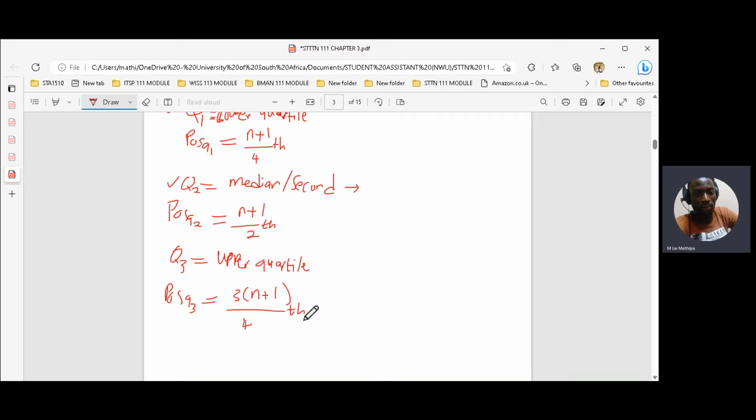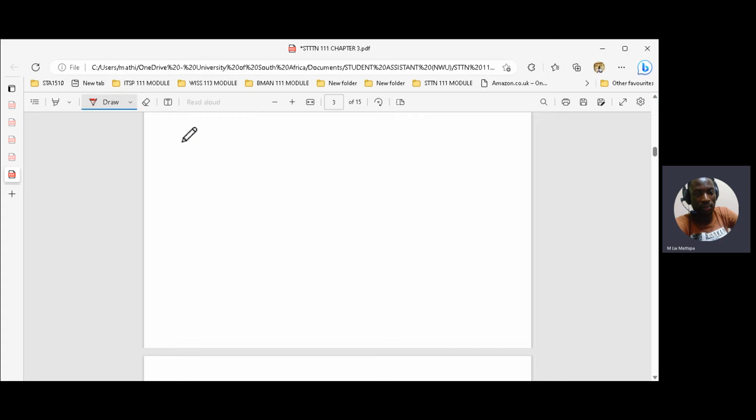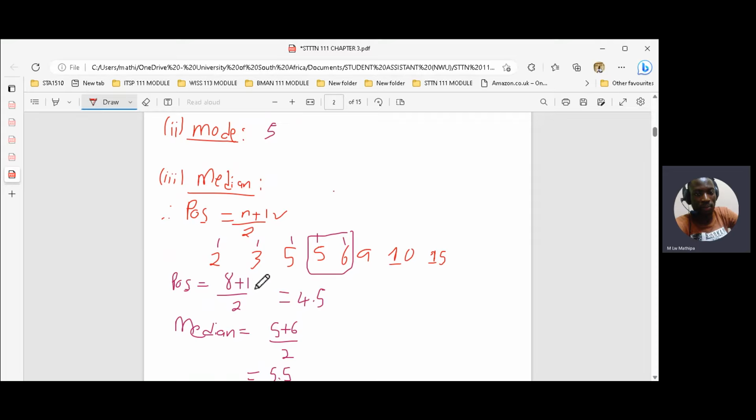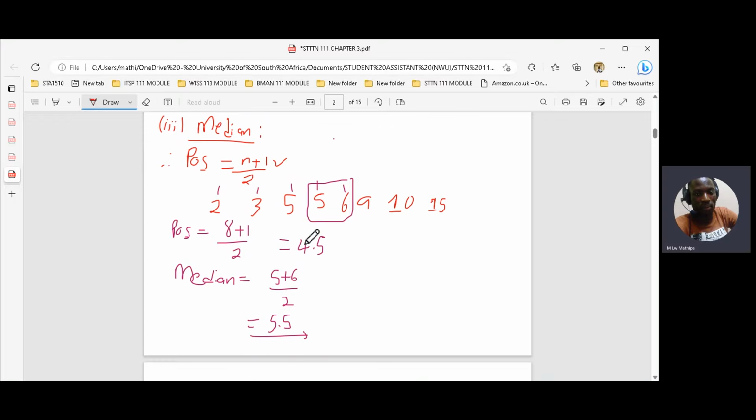Now we know the formulas for Q1, Q2, and Q3. So let's calculate Q1 and Q3, because we already know how to calculate the median. Let's use that data. When you're calculating the quartiles, make sure that you arrange your data set in ascending order, from smallest to largest. This one is already arranged: 2, 3, 5, 5, 5, 6, 9, 10, 15.